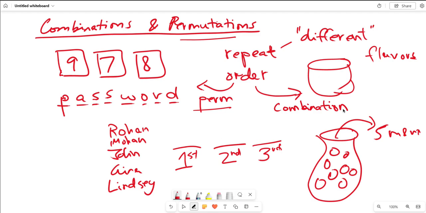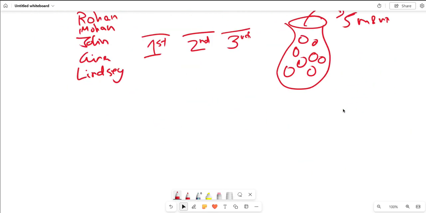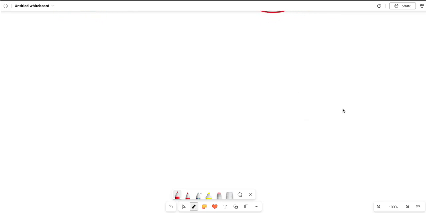And now let's move on. So what I want to do now is to talk about permutations first, where repetition is going to be allowed. So let's say that we have, the order matters and repetition's allowed.